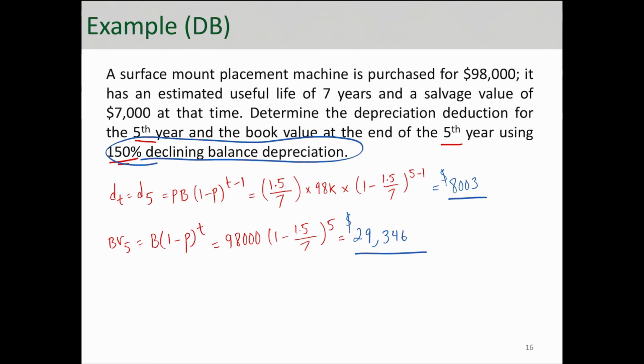That means in 5 years we were able to depreciate more using this method compared to the straight line method. If you want to put this in perspective graphically, we started from a $98,000 cost basis, and the declining balance had this curvy shape where at the end of year 5, we were at $29,346 book value, and the entire depreciable life was 7 years, where at the end of year 7, the value is $7,000. So you can clearly see that there's a difference between these two depreciation methods.